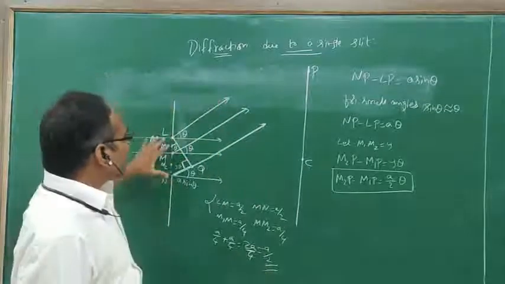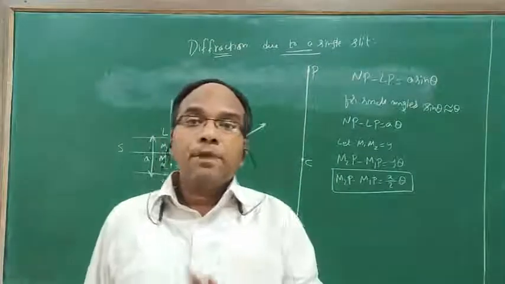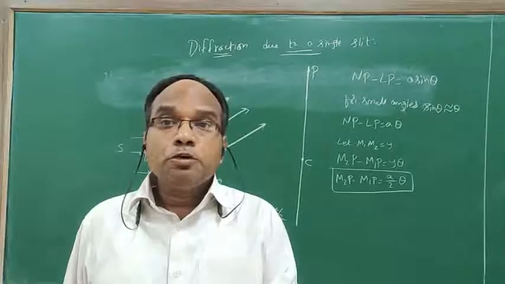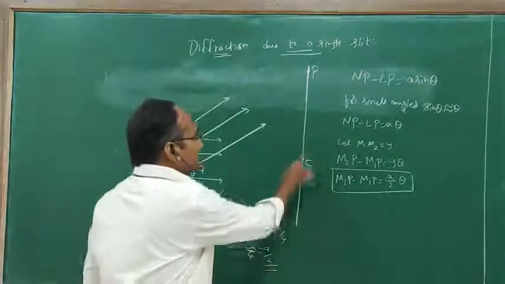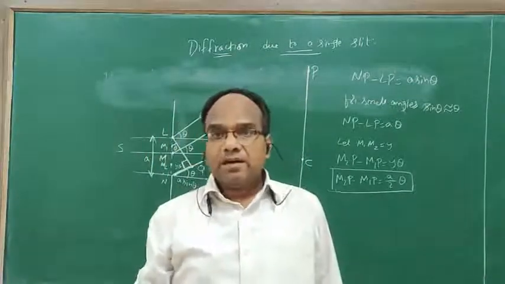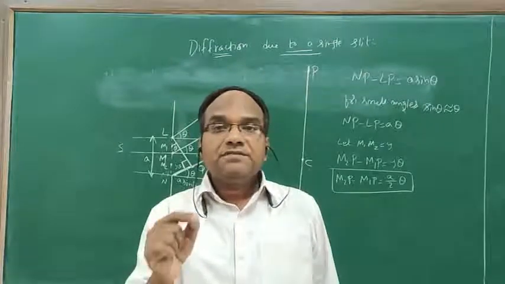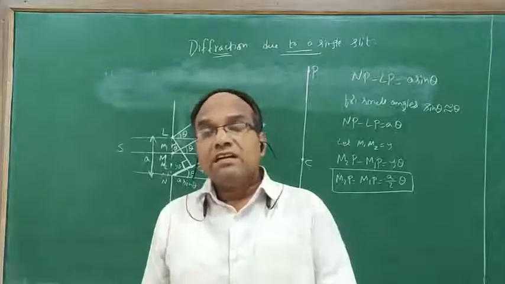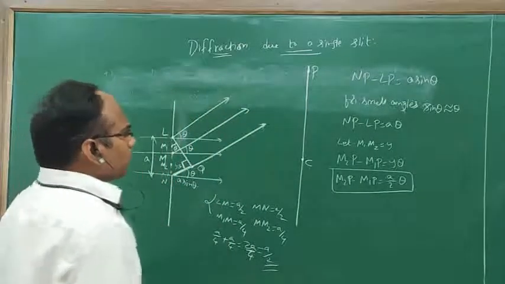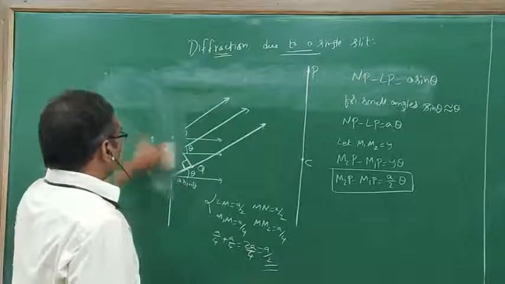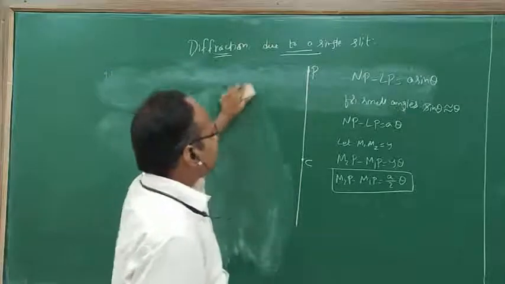But the rays which are moving straight to the point C, when touching, what happens? They do not have a path difference. They have zero path difference. And the rays which touch the center point C are called the bright central maxima. Path difference is always zero. Okay. Now, how much is the path difference?